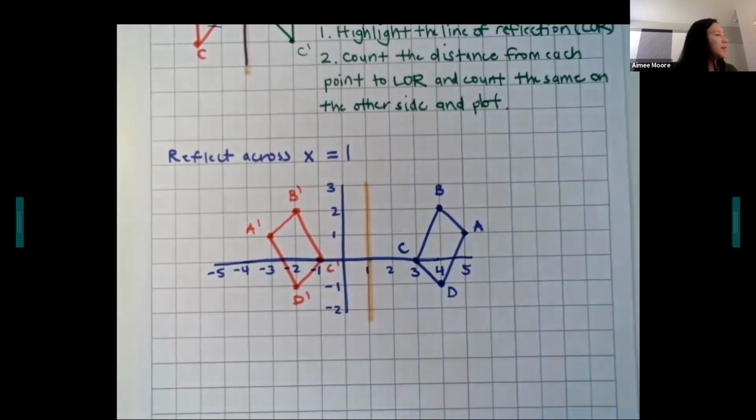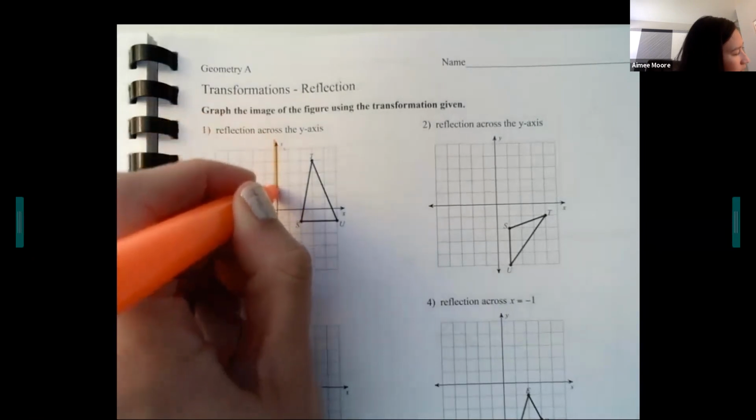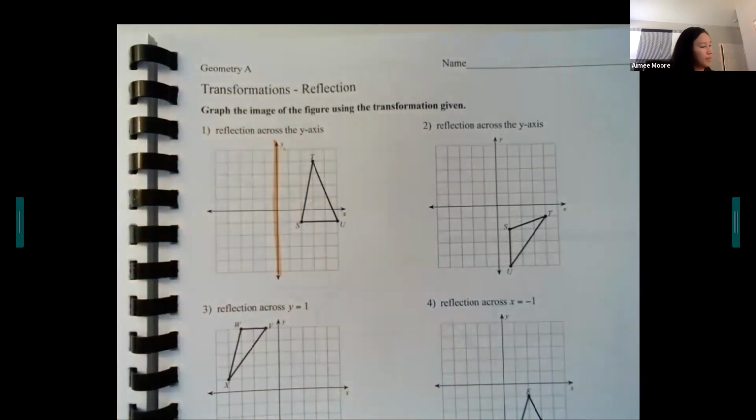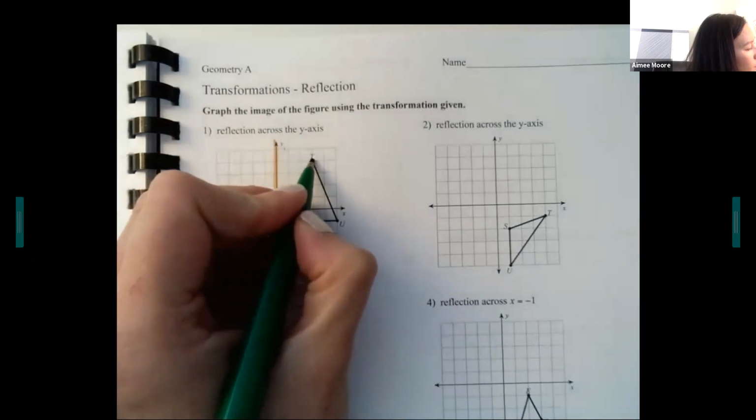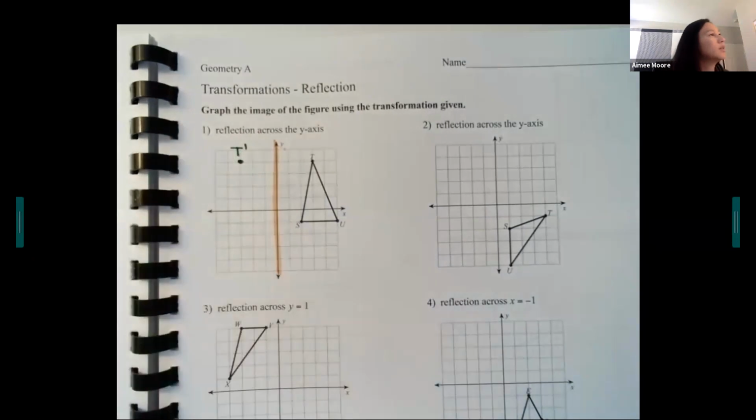Okay, let's look at your assignment. The first one is a reflection across the y-axis. Step 1 in our notes is to highlight the line of reflection. So the y-axis, that's this one, labeled y. Then we're just going to count our points. I go 1, 2, 3 to T, so I'll go 1, 2, 3 to the other side of our line, and that's T prime.